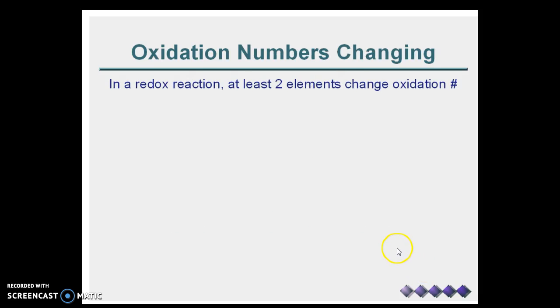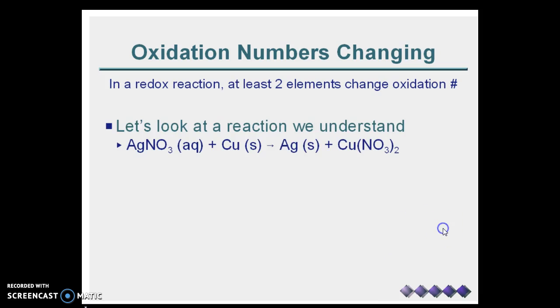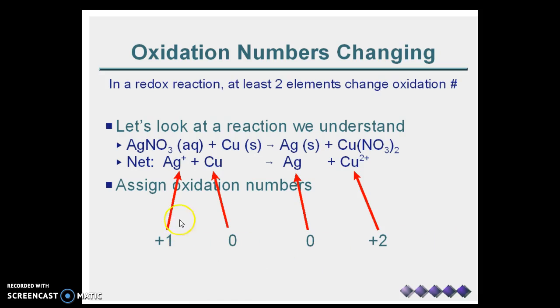Now in a redox reaction, at least 2 elements are going to change their oxidation number. So let's look at a reaction you may have studied because you did it in the lab. Silver nitrate in solution reacts with copper metal to form silver metal and copper nitrate solution. And this, of course, looks like silver, and this is a blue solution. The net ionic equation, silver plus reacts with copper, which is a 0 charge, to form silver, which is a 0 charge, and copper 2+. The oxidation numbers are assigned as here, +1, 0, 0, and +2.